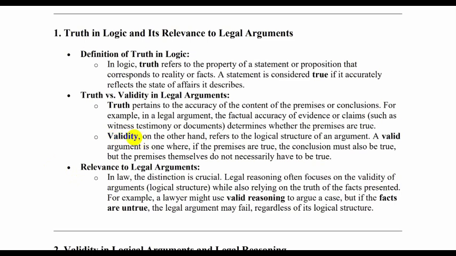And just to recap, validity means validity of the structure, validity of the form of the argument, whereas truth pertains to the content of the premises, how true the premises are, or what is the quality, the quantity of that truth, of that premise and conclusion.